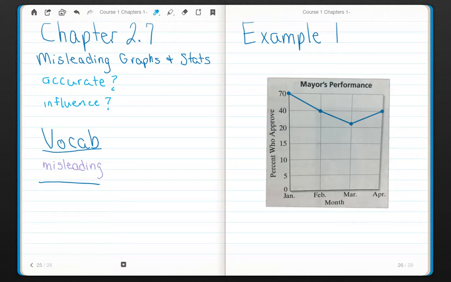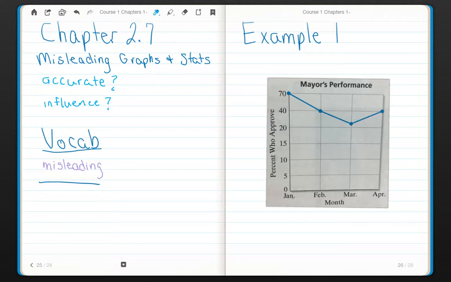This graph shows the mayor's performance over 4 months. The question says, each month residents of a town were asked, do you think the mayor is doing a good job? The results are shown. Which statement tells why the graph may be misleading? Now I'm going to tell you first of all that this graph is definitely misleading.